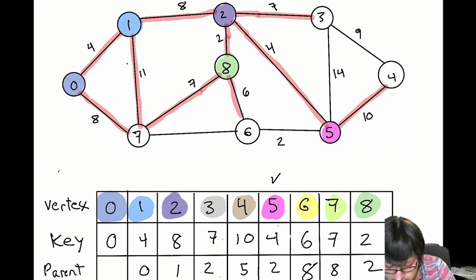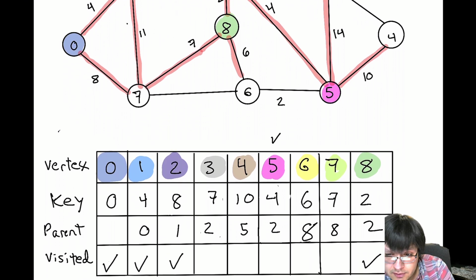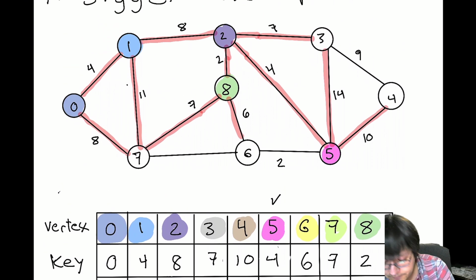Okay, and then we can go ahead and do this edge over here. 5 to 3. Is 14 less than 7? No, it's not, so therefore we do not update 3.